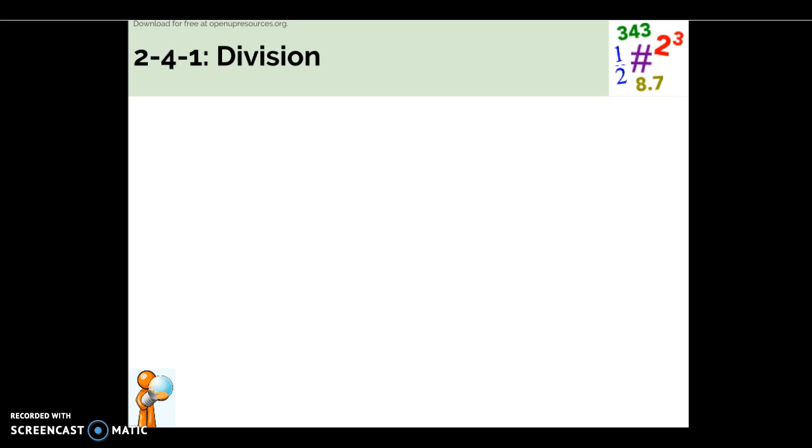Before we can get started, we want to think about some number talks for division. The first thing that you want to think about is what is 645 divided by 100? You'll go ahead and record this answer in your Do Now section of your notebook. The next problem we have is 645 divided by 50.